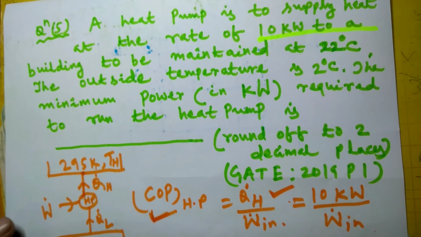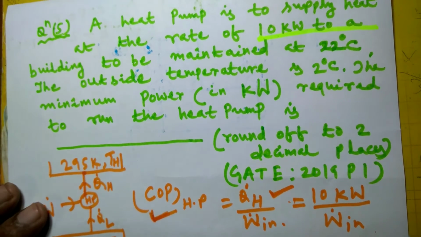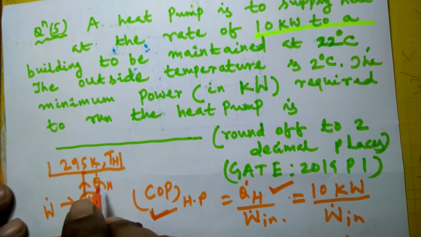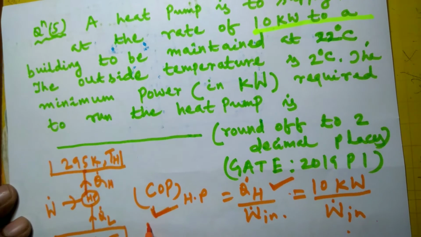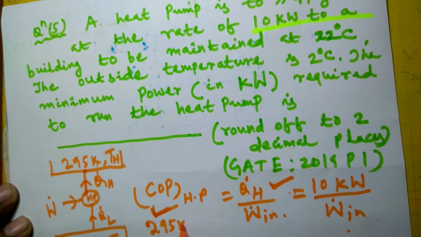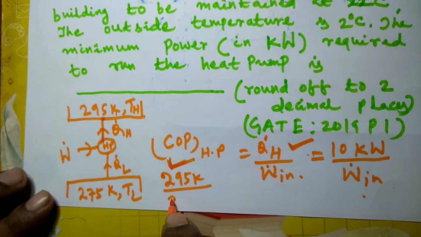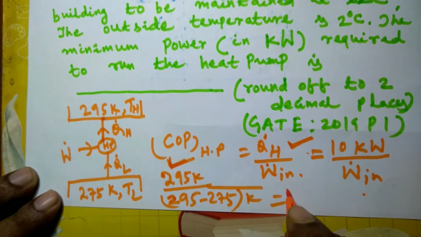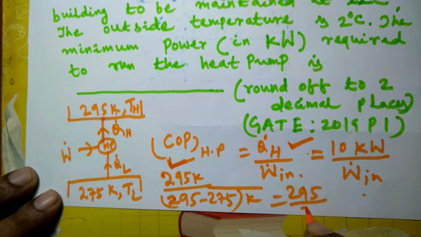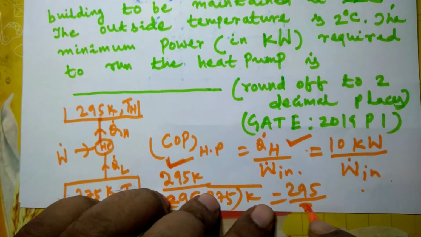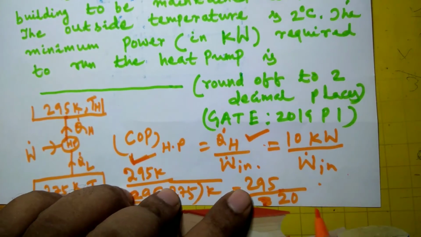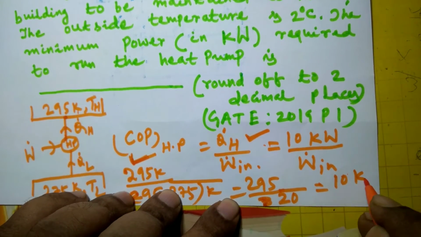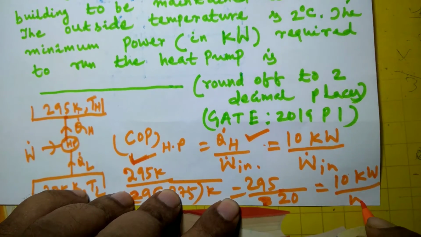And the COP of heat pump is highest when it acts on the reversed Carnot cycle. So the COP of reversed Carnot cycle we have already discussed is 295 Kelvin divided by 295 minus 275 Kelvin, that is 295 divided by 20. 295 divided by 20 is equal to 10 kilowatt divided by W dot.